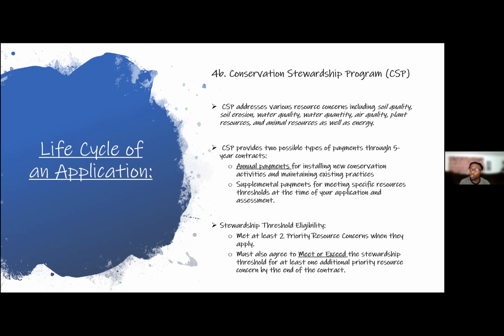Whereas the Conservation Stewardship Program, or CSP, looks at the full scope of your property, and it addresses various resource concerns.